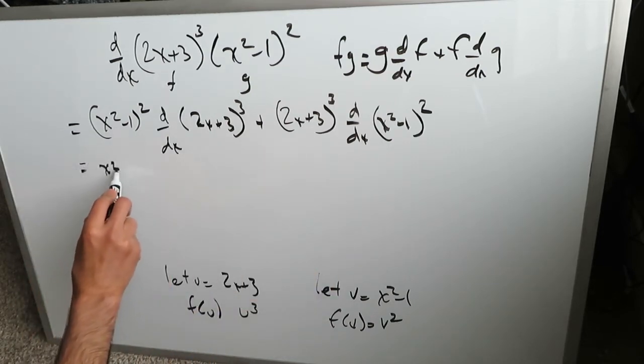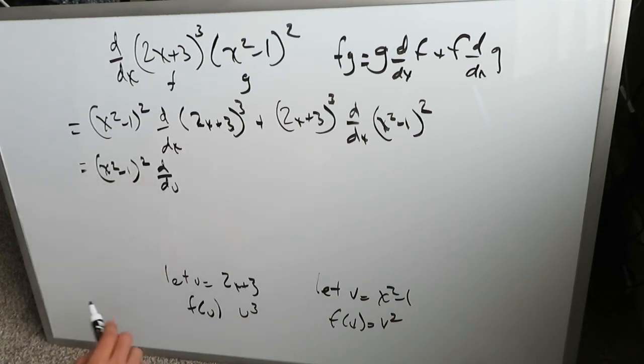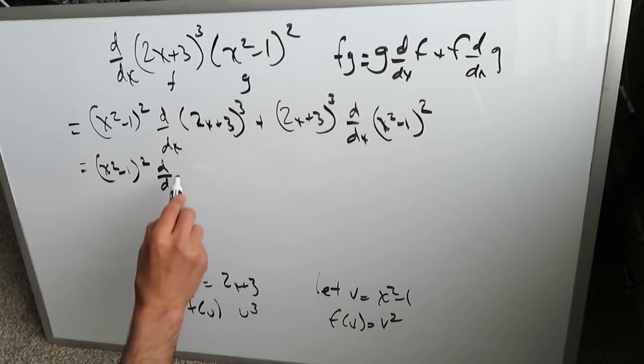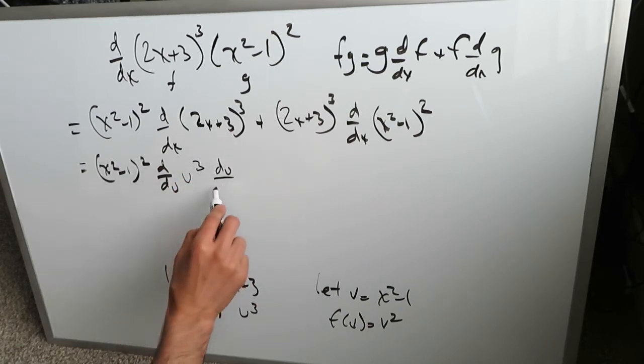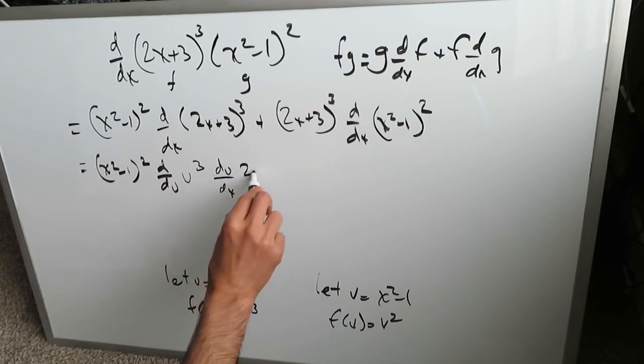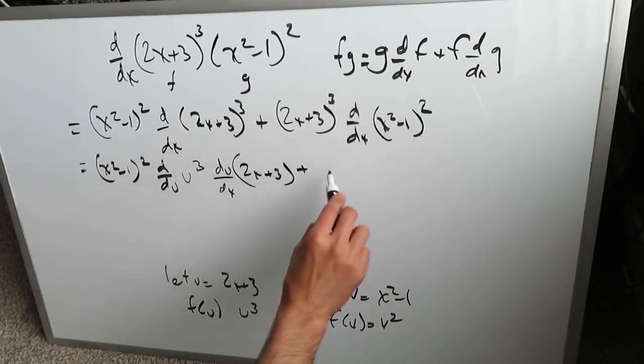We'll have x squared minus 1 whole square. Now I'm just doing in the chain rule aspects. Derivative with respect to u, we have a u cube over here, and then the derivative of that function with respect to its x, the variable is 2x plus 3. Let's go back to our plus sign, which is right over here.